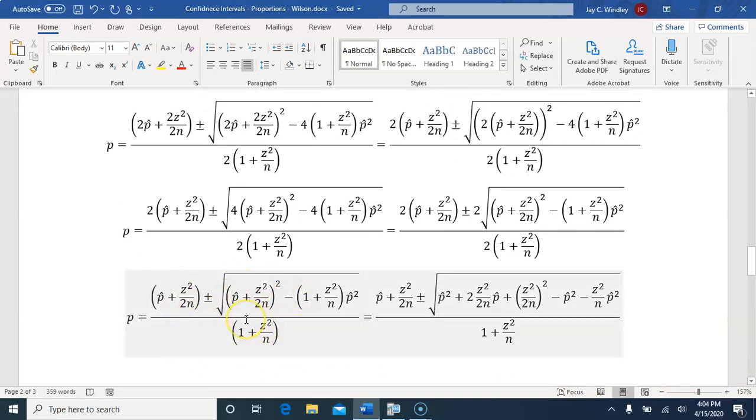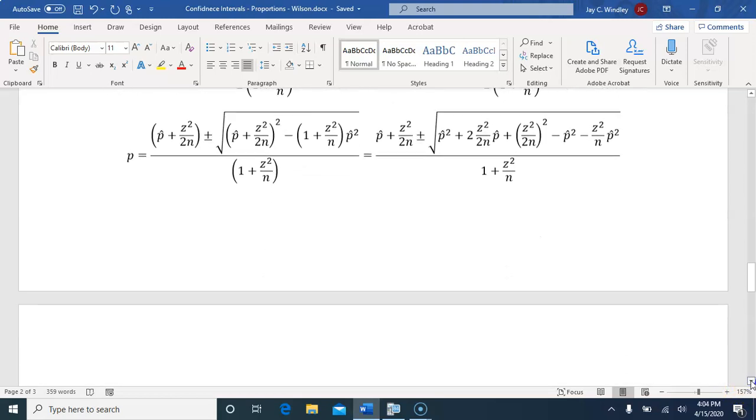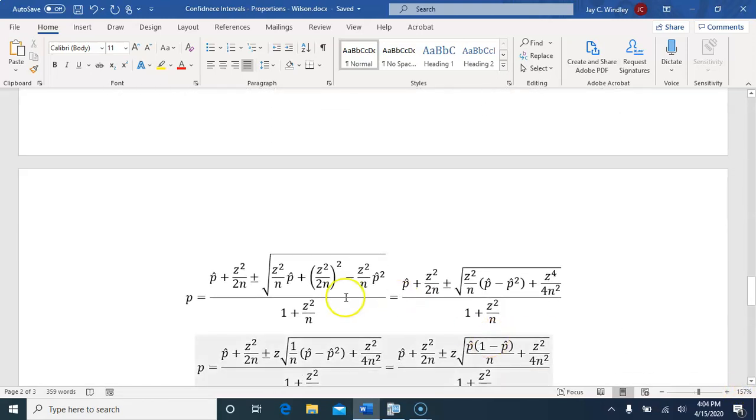Now we're going to simplify a little bit what's underneath the radical. First, this quantity here that's being squared, we're going to multiply that out, which yields this. And then this quantity here, we're going to go ahead and distribute, which gives us this. And notice after doing that we got a p hat squared and a minus p hat squared that cancel out. So that simplifies a little bit for us. And then we're left with this.